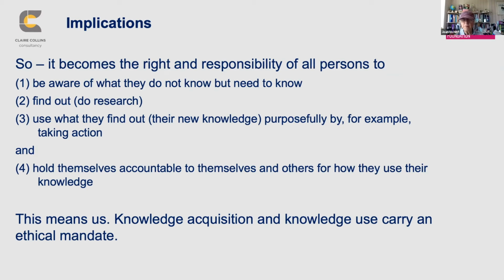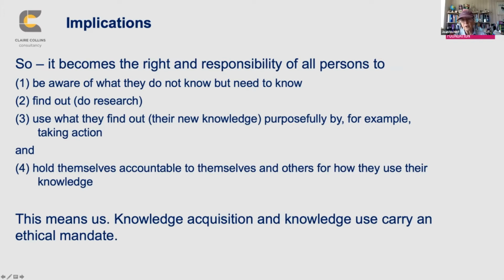So the steps: one, be aware of what we don't know but need to know. Two, find out by doing research. Doing research means finding out what we don't know. And use what they find out, which is new knowledge, purposefully. For example, by taking action, doing something about it, and then hold themselves accountable to themselves and others for how they use their knowledge. And this means us. Knowledge acquisition and knowledge use carries an ethical mandate. And we've heard that right through this morning, and no doubt we'll continue to hear it this afternoon, because that's the whole ethic of this kind of program and the kind of people that we're with.